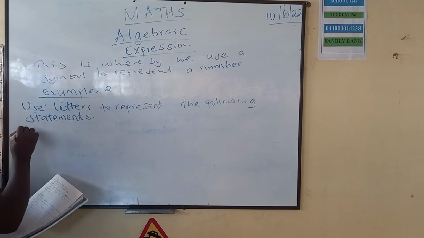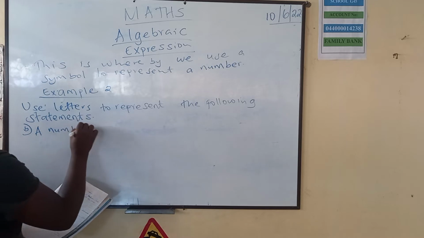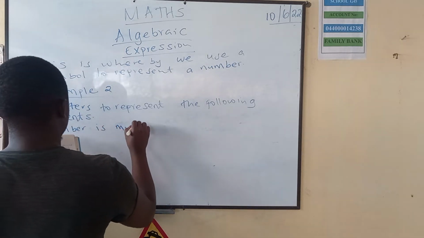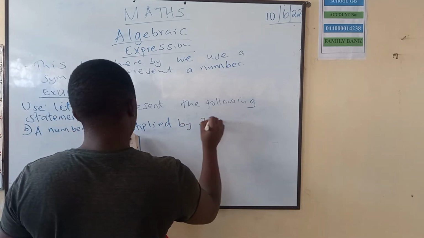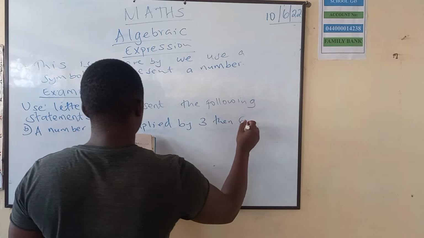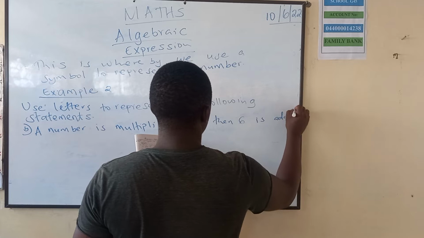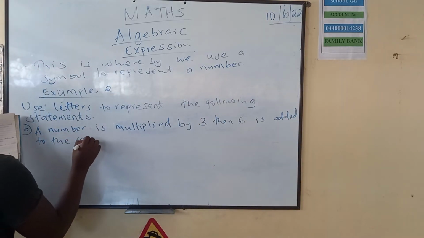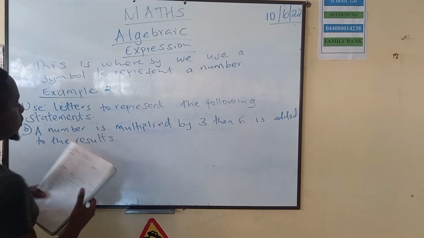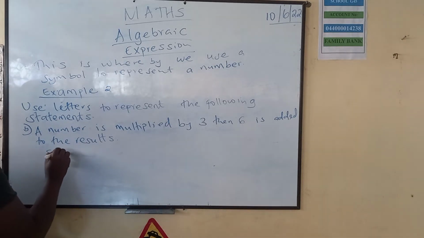A number is multiplied by 3, then 6 is added to the results. Now this is very simple. A number is multiplied by 3, then 6 added to the results. Let's have our solution there.